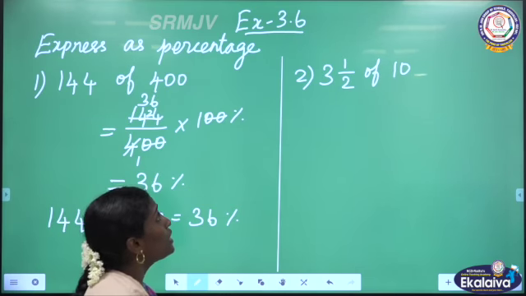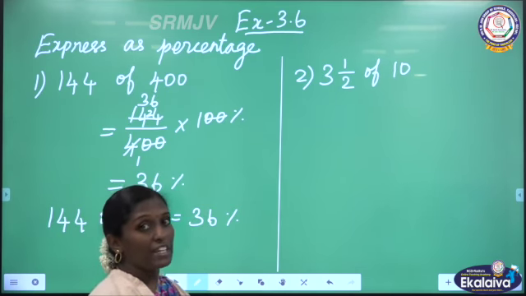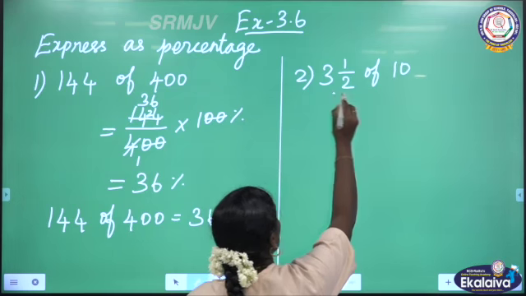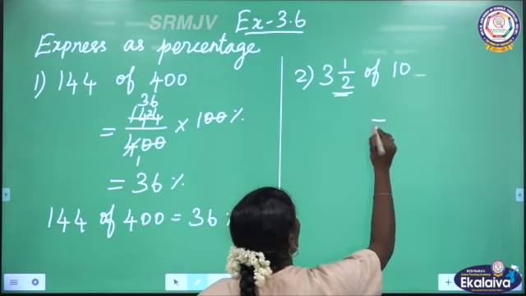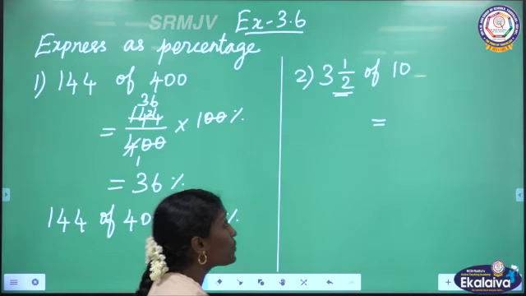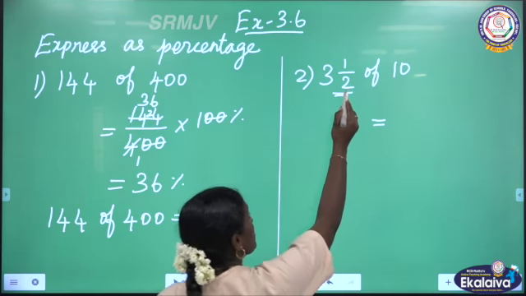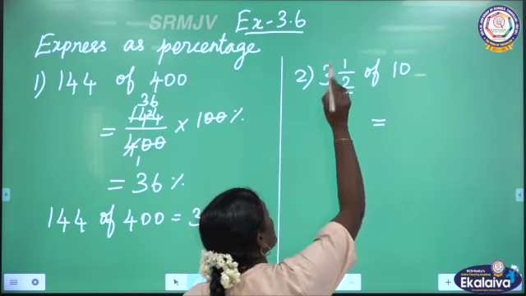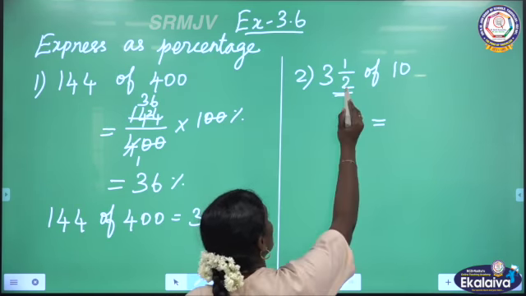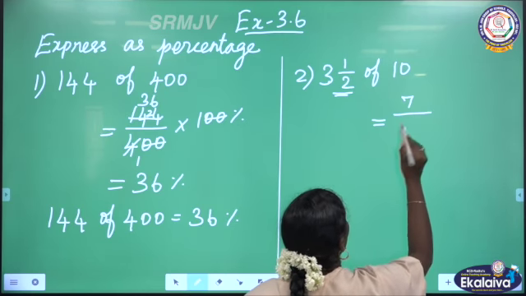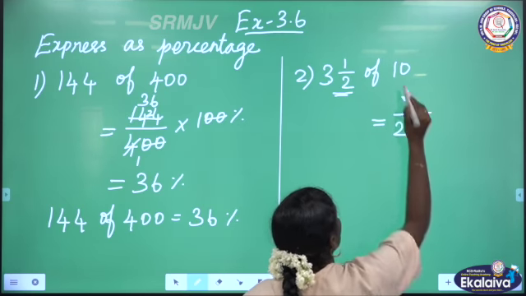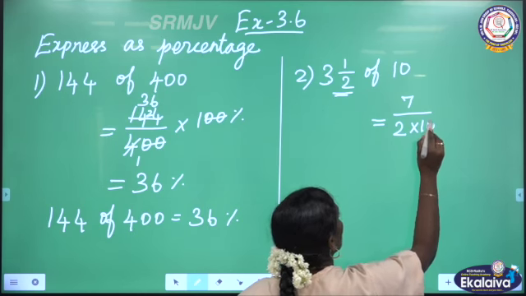The next one, 3 1 by 2 of 10, 3 and a half. Here it is a mixed fraction. We have to convert it into improper fraction. For that we have to multiply the denominator and the whole number part. Then we have to add the numerator. 2 3s are 6, 6 plus 1, 7. 7 by 2. Then in denominator we have to put 10.